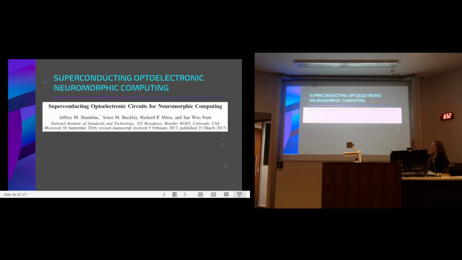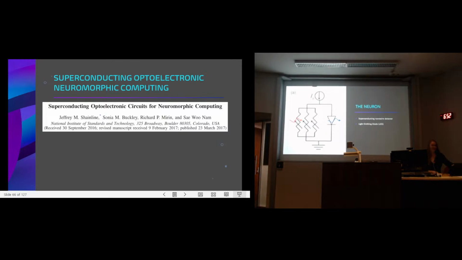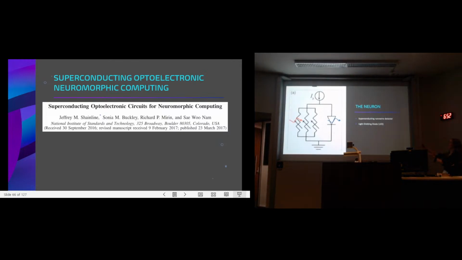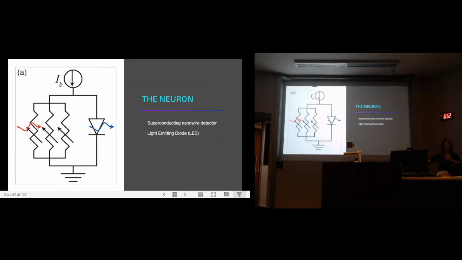The paper that this is based off is called Superconducting Optoelectronic Circuits for Neuromorphic Computing. It came out of NIST in the US, the National Institute of Standards and Technology. It was a very influential paper and has sparked a number of experimental teams trying to recreate it, including the one that I was with for my honors. That was the quantum technology group or lab in physics at UQ. So this beautiful thing is the basic neuron that's proposed by this architecture.